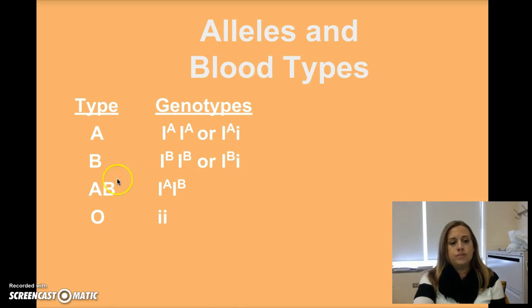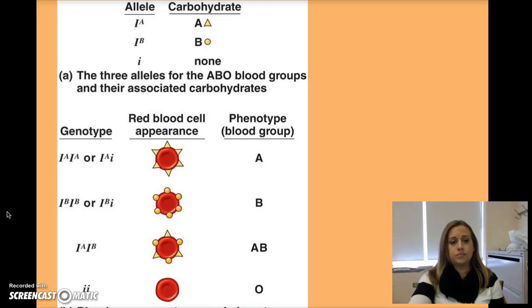Both are type B. You could also have type AB blood, in which case you are heterozygous, and so you have one IA and one IB. Or you can have type O blood, in which case you have two of the recessive little i alleles. So you can see here that with the multiple alleles, you have way more options for genotypes and for phenotypes.